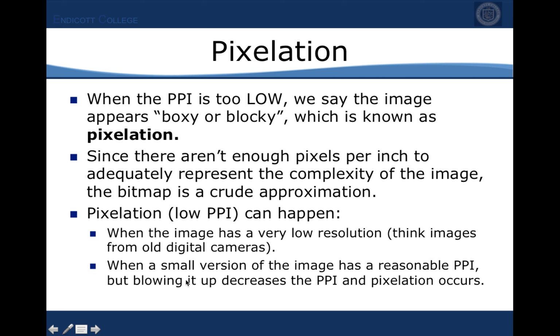Or more commonly, this occurs to us in our lives when a small version of an image looks okay, has a reasonable PPI, but you try to blow it up, you try to make it bigger, and that of course decreases the PPI because it's the same number of pixels, but you're spreading it out over a bigger region. It exposes the fact that it doesn't really have enough data to fill in the picture accurately, and you get pixelation.